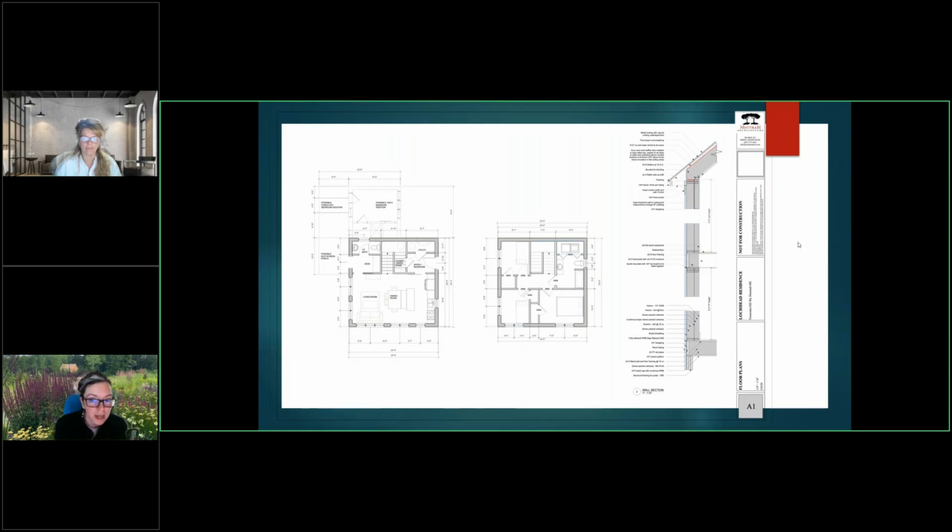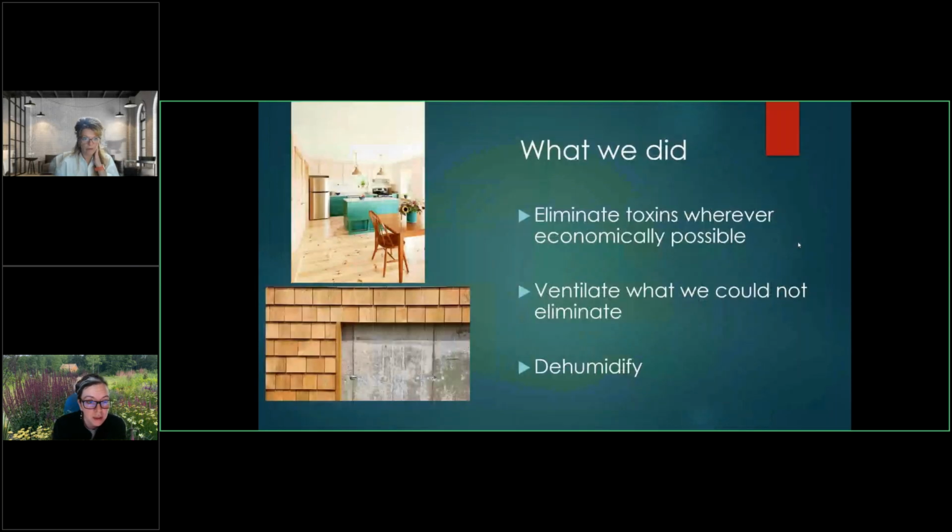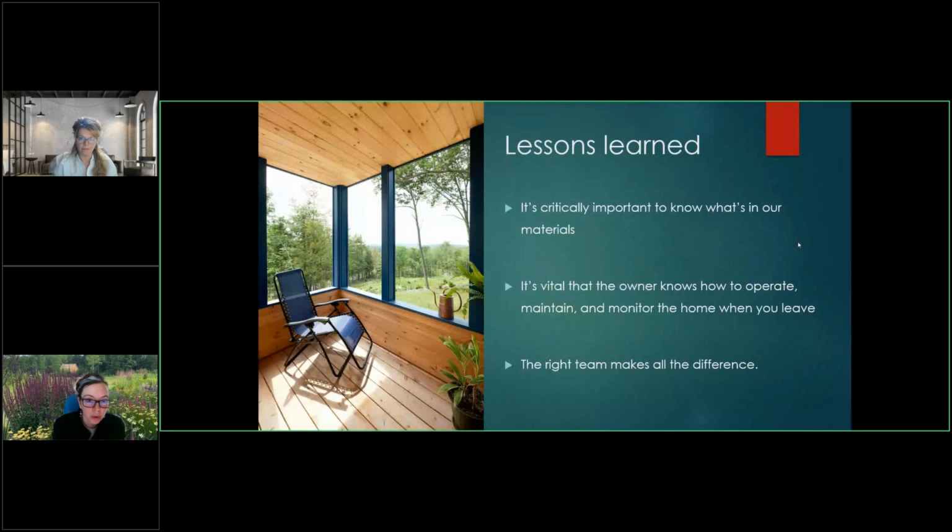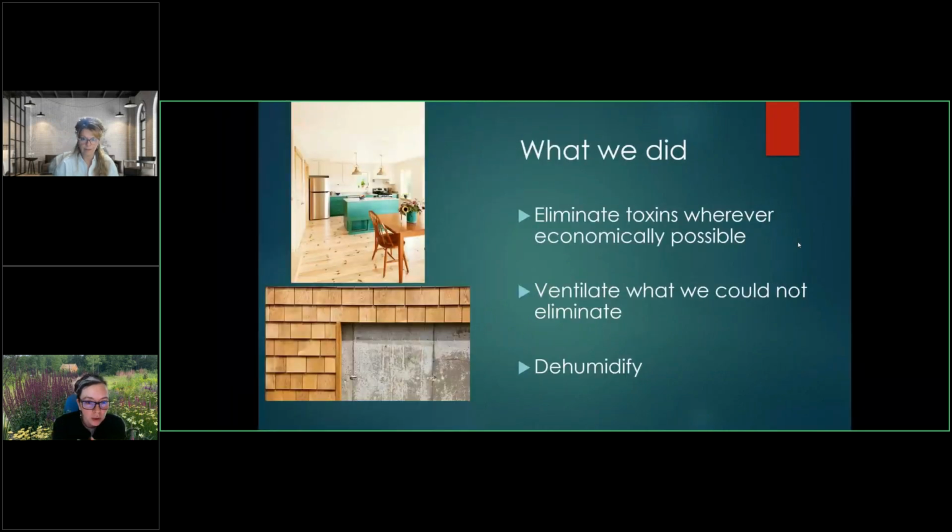Shockingly, a lot of space, and we did a lot with air sealing to make sure that this was as tight as possible. And we did a lot with insulation so that we could cut down on the mechanical systems that she needed because we couldn't use anything petroleum based. And what we learned was we wanted to eliminate the toxins, ventilate what we couldn't. So we have an ERV in this as well, and then dehumidify because she had major concerns about moisture. And this was a super tight house, so we wanted to make sure that we didn't hold that moisture inside.